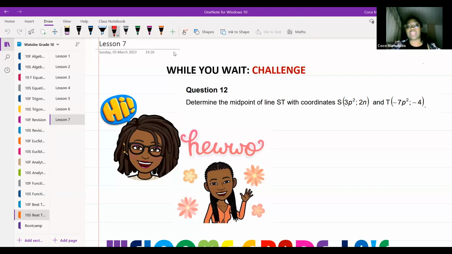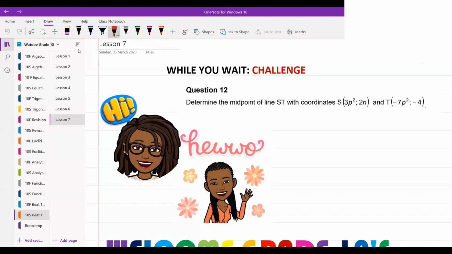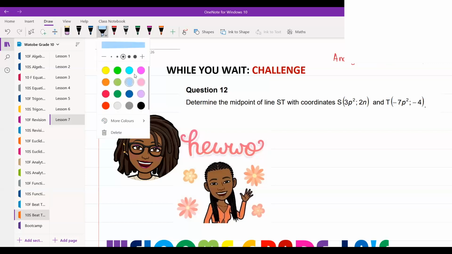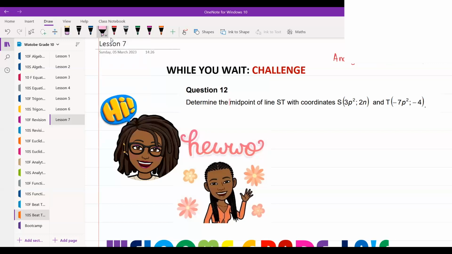Last week's Wednesday lesson, we were doing analytical geometry. All right, analytical geo. This is just a recap of what we were doing, but we're doing a challenge question today. The question says: determine the midpoint of the line ST with coordinates. That's S's coordinates and that's T's coordinates.